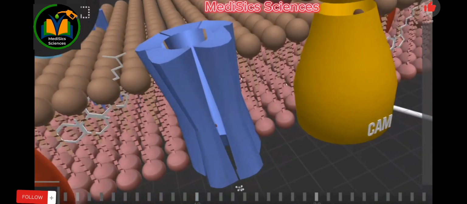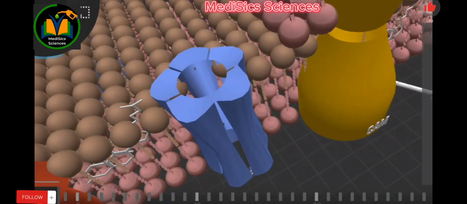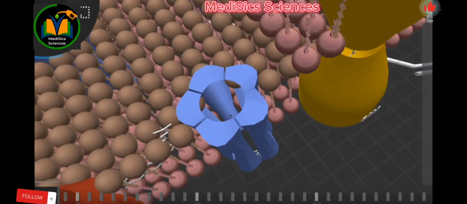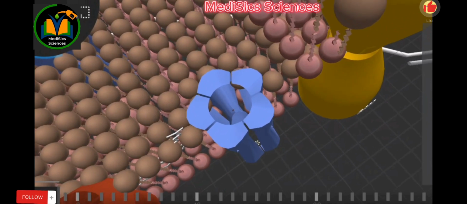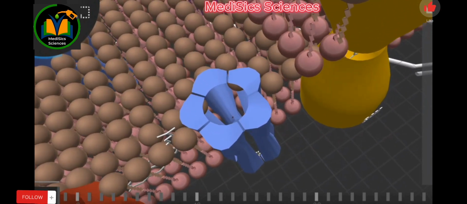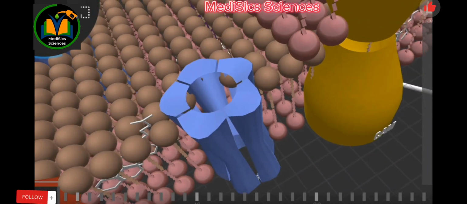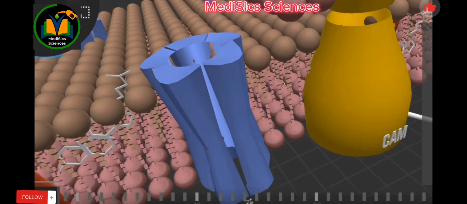Linker proteins. Linker proteins are for supporting the cell in shape. They are also called integrins, cytoskeleton, and extracellular matrix.